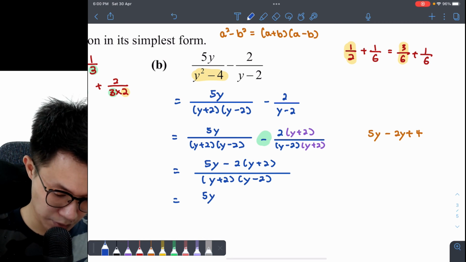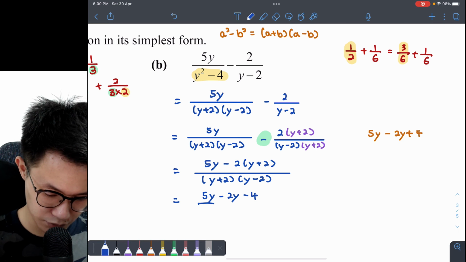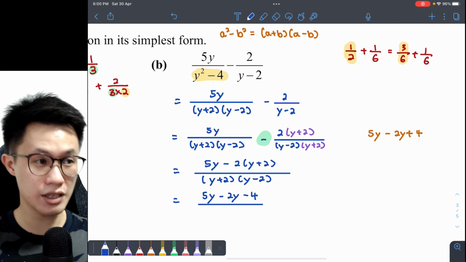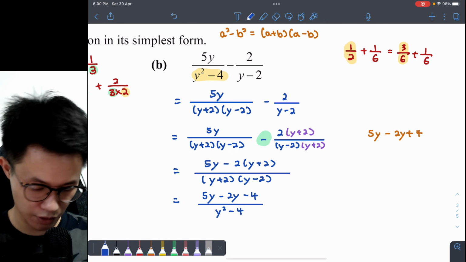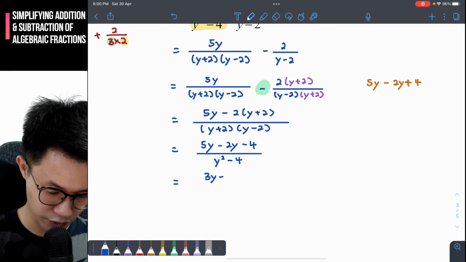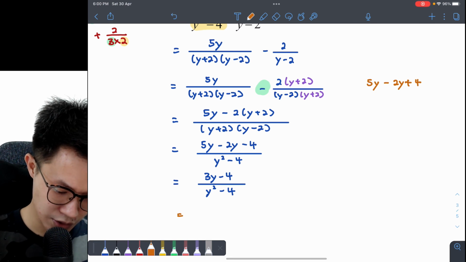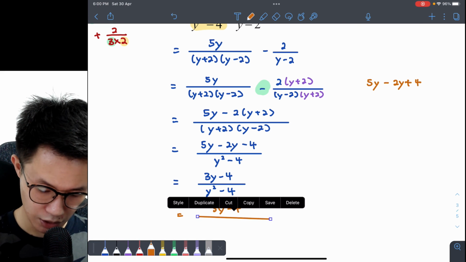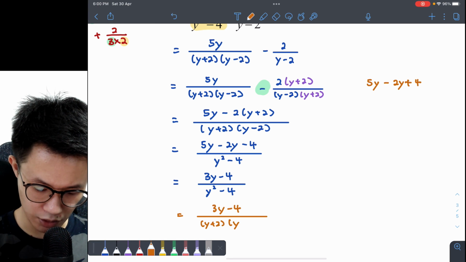So I'll have 5y minus 2y minus 4. Can you see the difference from just now? At this stage, if you want to leave your answer as y squared minus 4, it's also possible. It's technically the simplest form. So in this case, you have 3y minus 4 divided by y squared minus 4. Or you can leave your answer here as 3y minus 4 over y plus 2 times y minus 2. You don't need to expand it back, it's also fine.